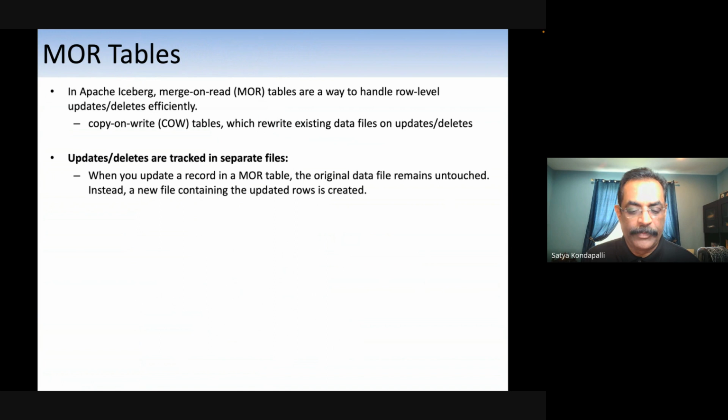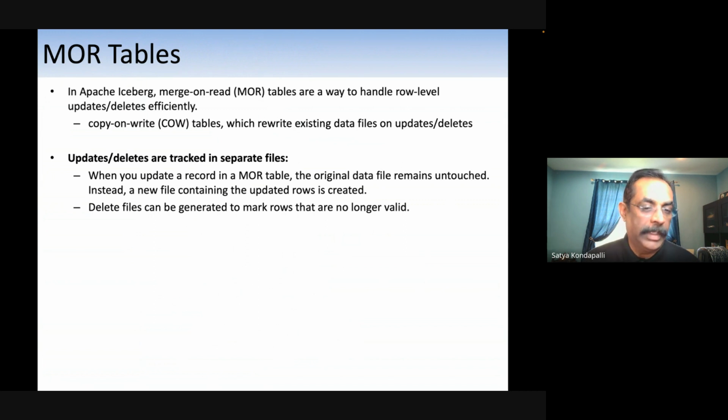Just only the updated rows. Then we should also have a delete row, right? So they will create a position delete. Delete files are generated to mark rows that are no longer valid, right? So when you do a delete, it reads the original file, identifies the row location, the position of the row, then creates the delete file with the row position, right?